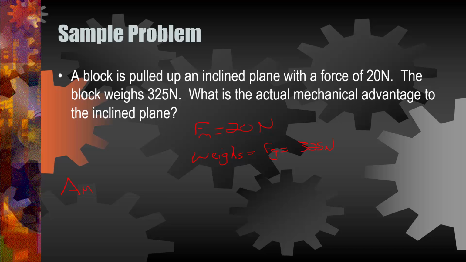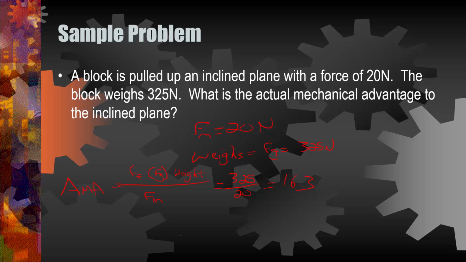Remember, AMA equals force of friction, otherwise known as force of gravity, otherwise known as weight, divided by the force applied, or the force of effort, or the force of motion. However you want to put it, it's the force put into the system. So in this case, that is 325 divided by 20, which gives us a number that will come out to be something in the realm of 16.3.